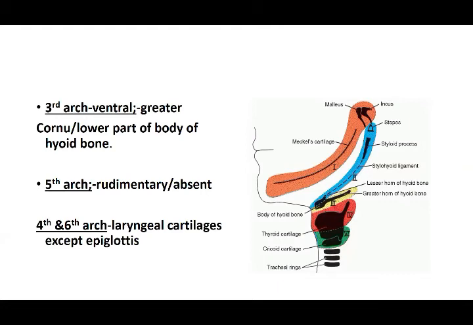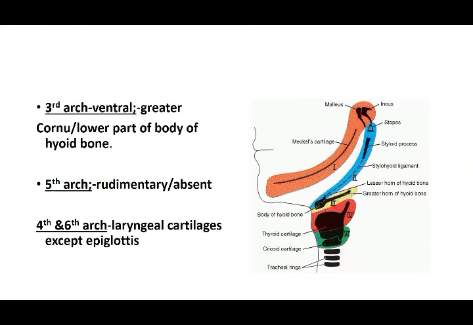This gives rise to a small portion of the stylohyoid, and then the stylohyoid ligament where the cartilage finishes, and the ventral portion, this black one, is forming the superior horn or the small horn of the hyoid bone and the upper part of the body of the hyoid bone. That is formed from the second arch.